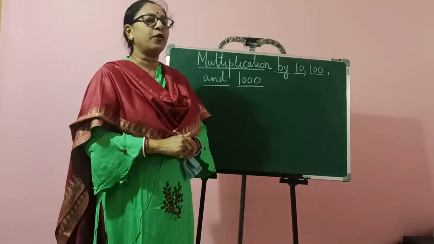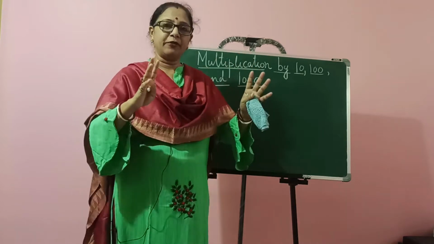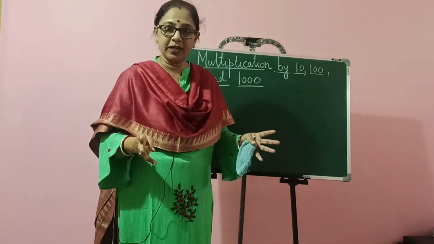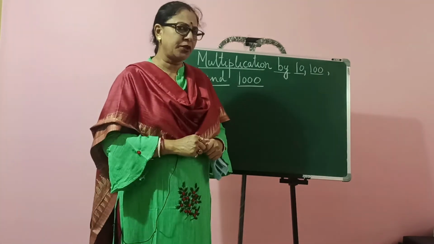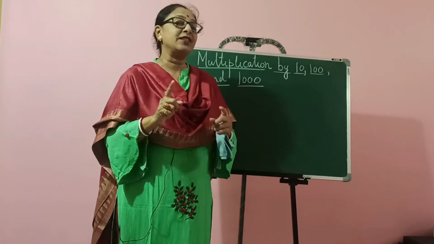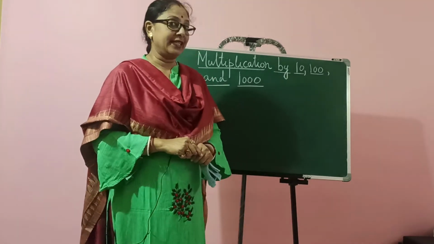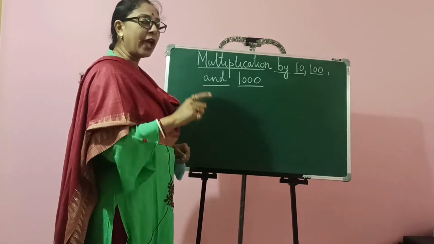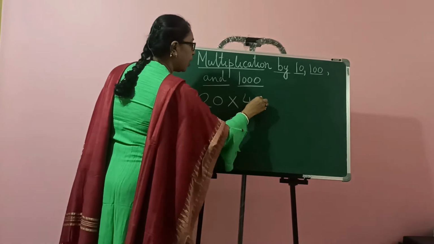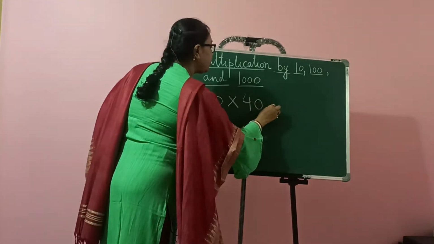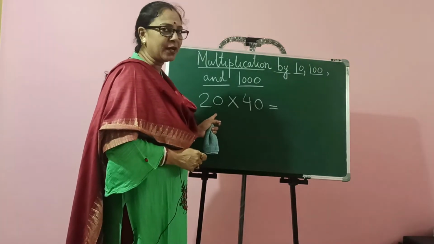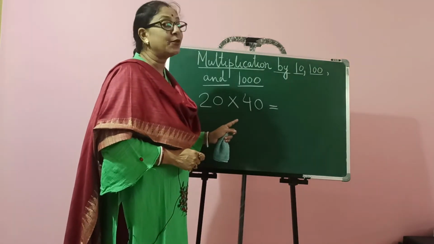After the invention of 0, it has given added value to all the whole numbers. So it's very interesting to multiply any number which has got a 0 at the end. Let's see how. Suppose you have to multiply 20 by 40. Because of the 0, the multiplication becomes easier and funny enough.